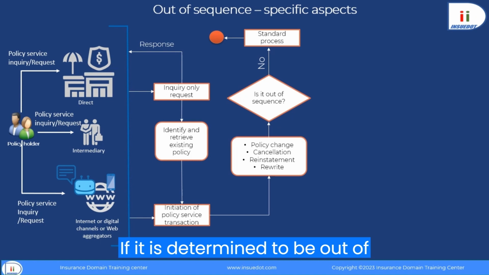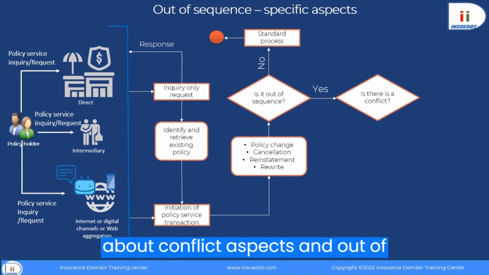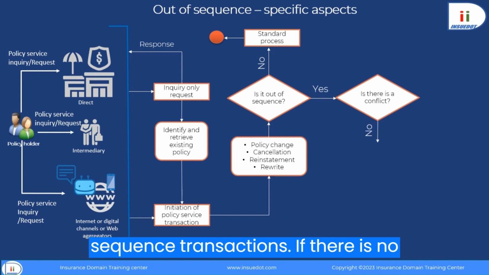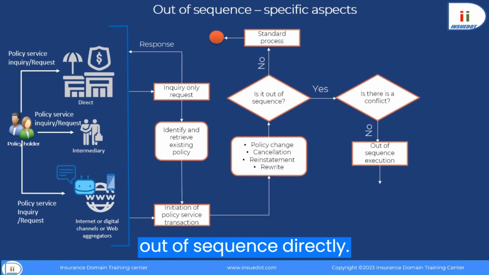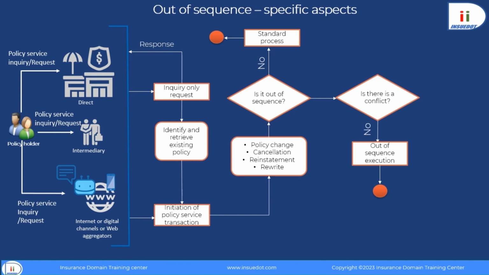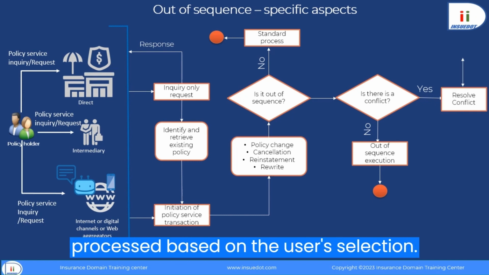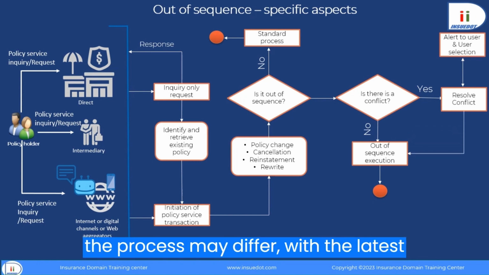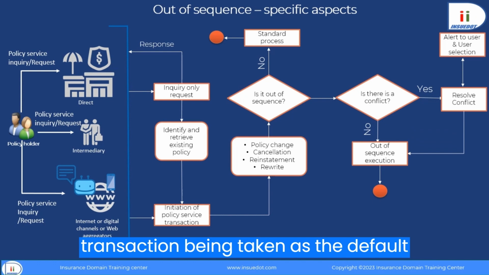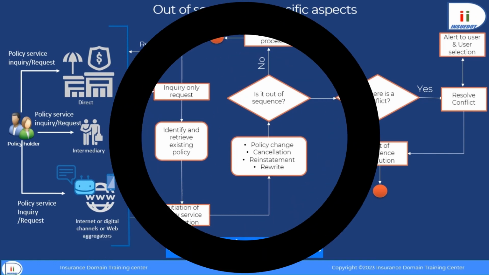If it is determined to be out of sequence, the next validation checks for conflicts. Recall what you've learned about conflict aspects in out-of-sequence transactions. If there is no conflict, the transaction is processed as out of sequence directly. If a conflict is identified, the user is prompted with an alert to resolve it. The out-of-sequence transaction is then processed based on the user's selection. It's worth noting that in some systems, the process may differ, with the latest transaction being taken as the default and processed as out of sequence. Therefore, this process can vary from system to system.